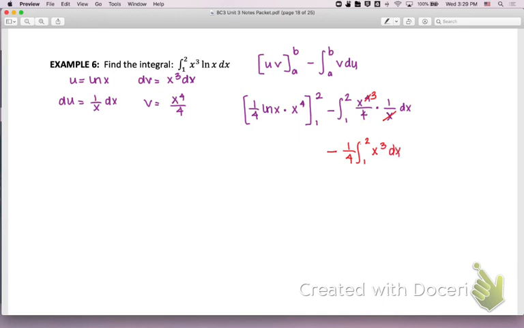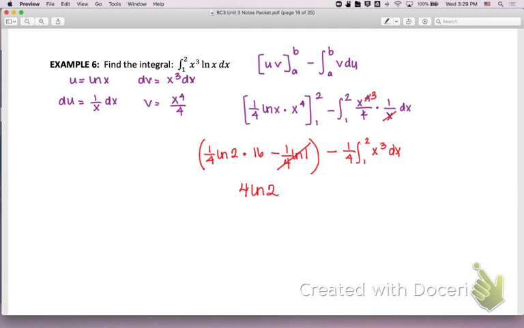And that's something that we can certainly do. So for this u times v piece that we pulled out, this is going to have to be 1/4 natural log of 2 times 16 minus 1/4 the natural log of 1 times 1. Well, the natural log of 1 is 0. If that is not something that you immediately recognize, put it on a flashcard because that's a freebie when you get a natural log of 1. That whole expression is going to be 0. And so this becomes 4 times the natural log of 2.